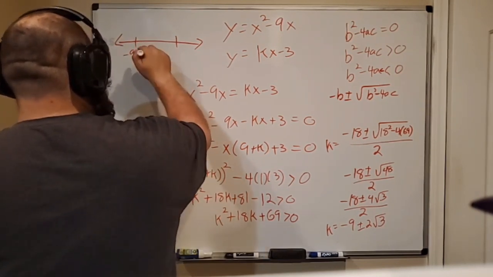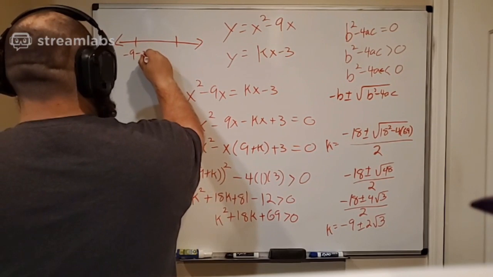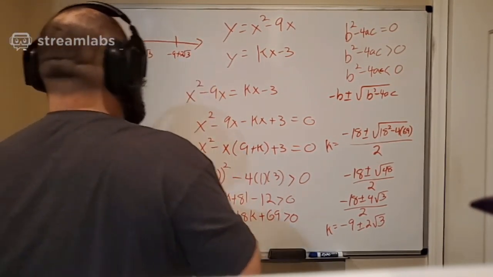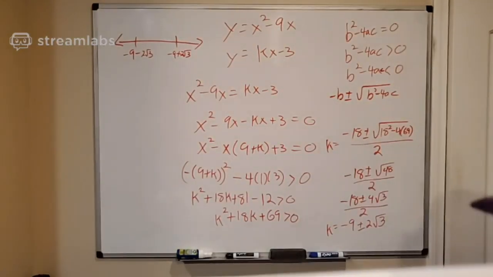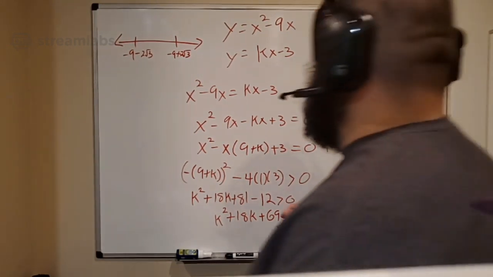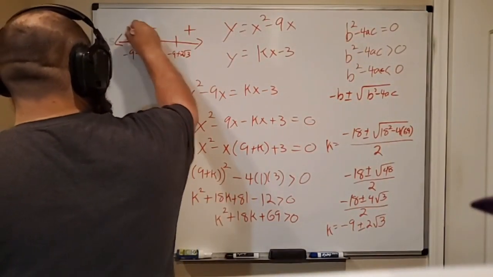Negative 9 plus 2 root 3, and then negative 9 minus 2 root 3. I don't care really where they're at. Obviously, you would need a calculator to figure out exactly where that is. So 2 times the square root of 3, that's like negative 11, 12-ish. And then the other one's like negative 7 or so. So just check your values in between and outside. What you end up finding out is that just like a parabola should be, it's positive, negative, positive.